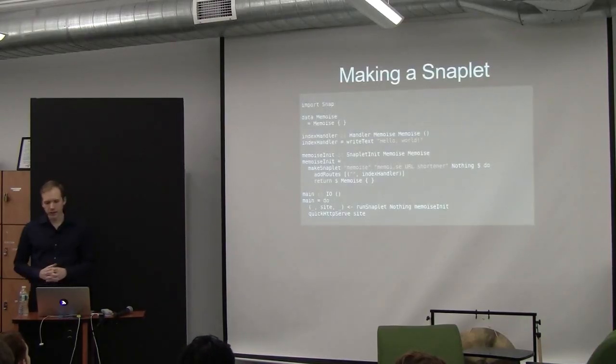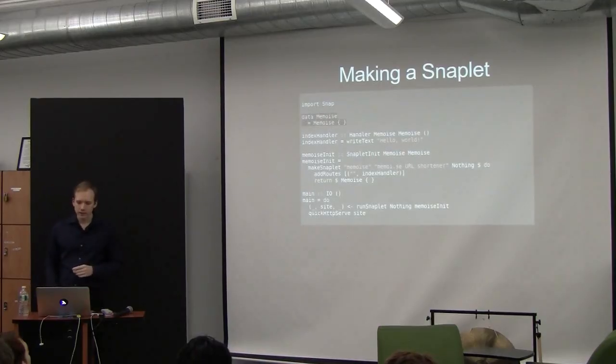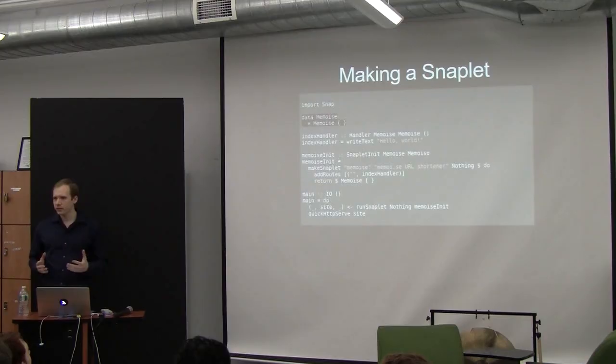So this is what it looks like as a snaplet. The first thing that we do is we declare the snaplet's environment type. In this case, it's called Memoize. That's the name of our site. And it doesn't contain anything. This is just a bare, blank environment. And at this point, we're just sort of using it as a name for the snaplet.